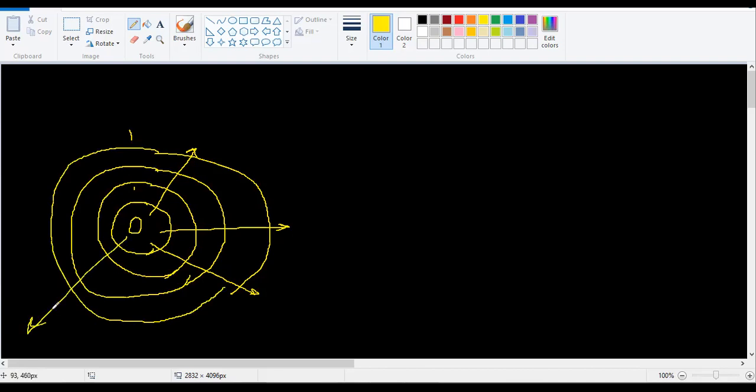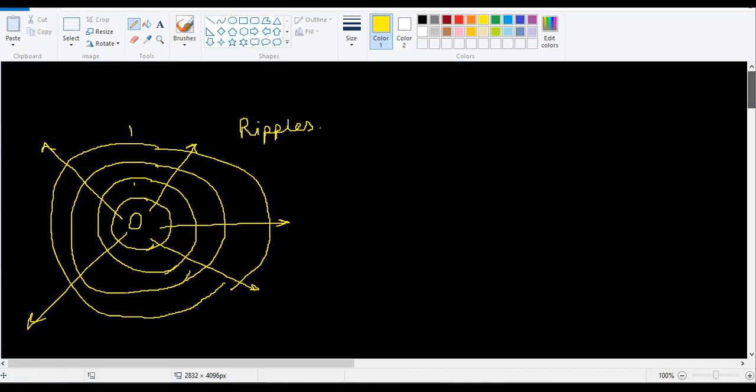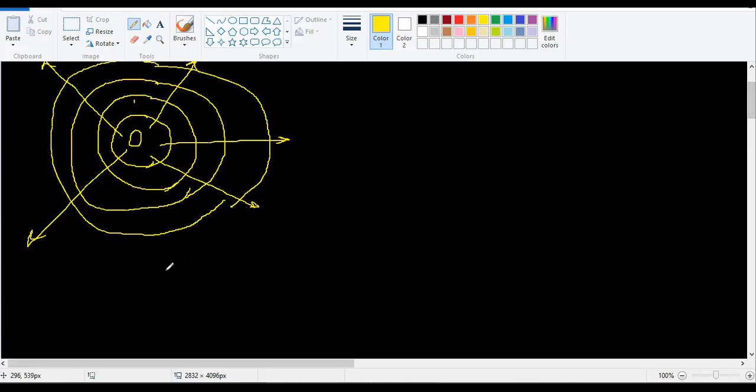Which means it's traveling this way. This is what you will see from the top. That's what we would call ripples. But if you see it from the side of the bucket, what you will see when you drop the stone is something like this.